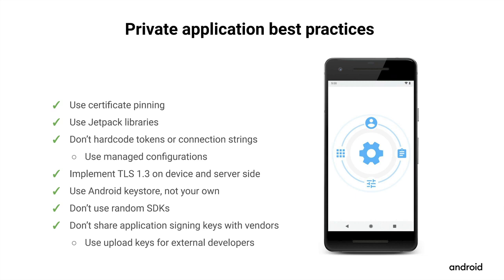Third, do not hard code tokens or connection strings into your apps. Use your managed configuration technology. So when you build a private app, build the capabilities to deliver tokens or connection strings or even proprietary information to the application after it is installed through managed Google Play. It's a misnomer to think that your applications are safe on a device because APKs can easily be extracted or scraped off an Android device and reverse engineered, even if you obfuscate your code. So it's better to not hard code that information and use the managed configurations instead.